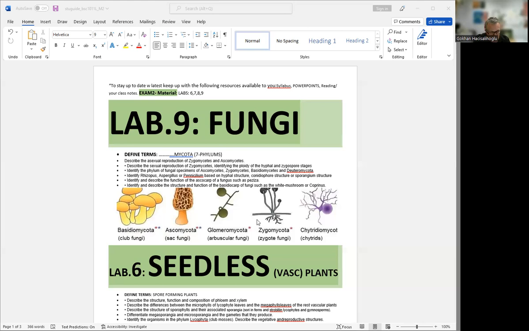Phylum number 3 is Chytridiomycota. These are also called chytrids. This is a small group with 750 species. They are mostly aquatic decomposers. They have flagella for movement.